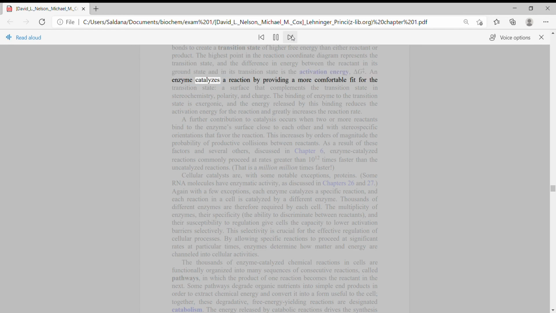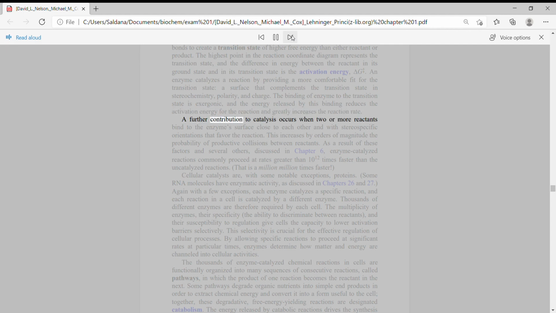An enzyme catalyzes a reaction by providing a more comfortable fit for the transition state, a surface that complements the transition state in stereochemistry, polarity, and charge. The binding of enzyme to the transition state is exergonic, and the energy released by this binding reduces the activation energy for the reaction and greatly increases the reaction rate.